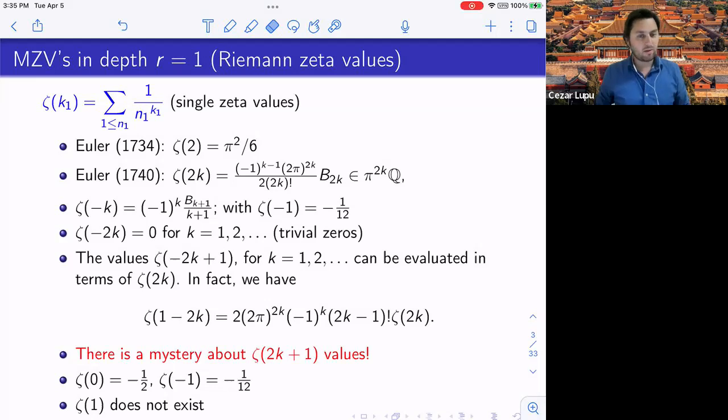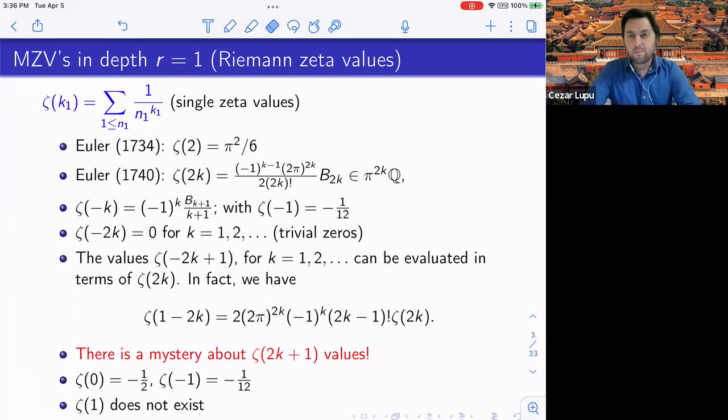We can see what happens at 0, at -1, and so on. Zeta of 1, we have a pole here, so zeta of 1 does not exist. But we will see that we can actually do something about it later on. We can actually regularize this in the context of multiple zeta values.